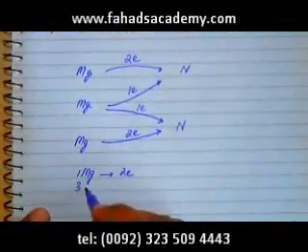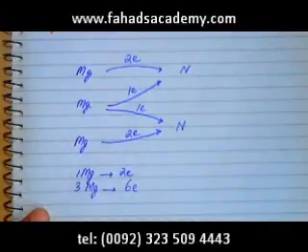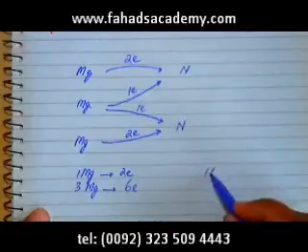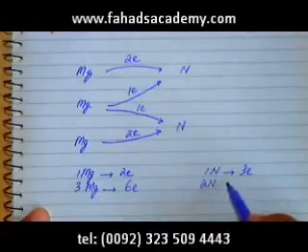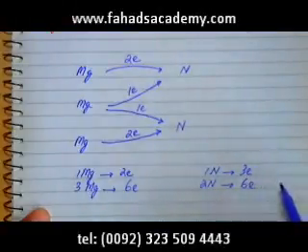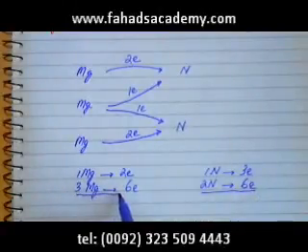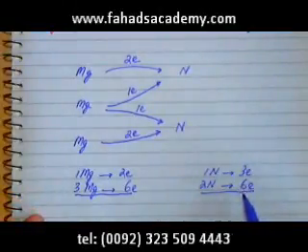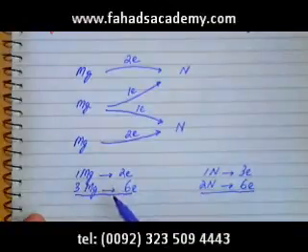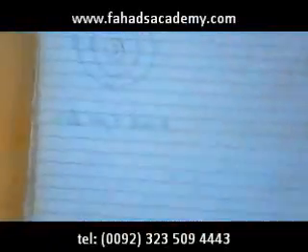3 magnesiums would lose 6 electrons. 1 nitrogen gains 3 electrons. 2 nitrogens would then gain 6 electrons. So if you look at this, you would realize that now the number of electrons gained and lost are equal. The number of electrons gained by 2 nitrogens is 6 electrons. The number of electrons lost by 3 magnesiums is also 6. So we can move on to drawing the structures of the ionic compound formed between magnesium and nitrogen.